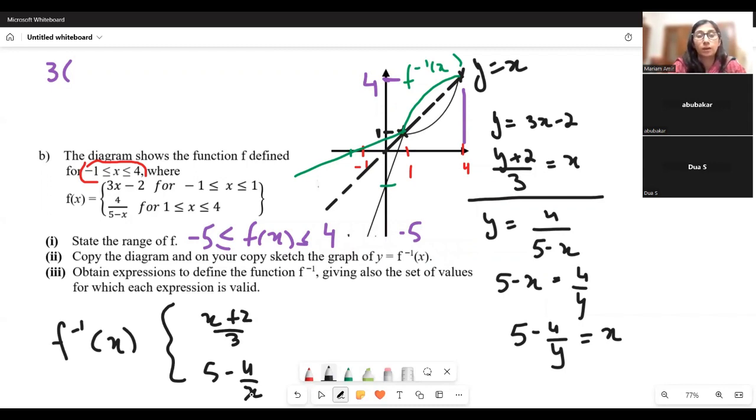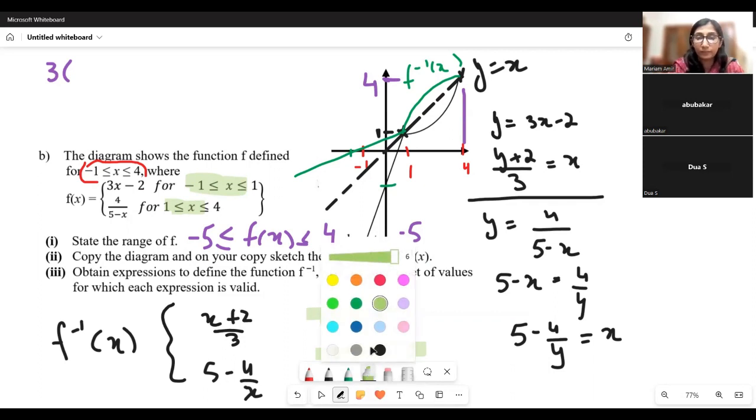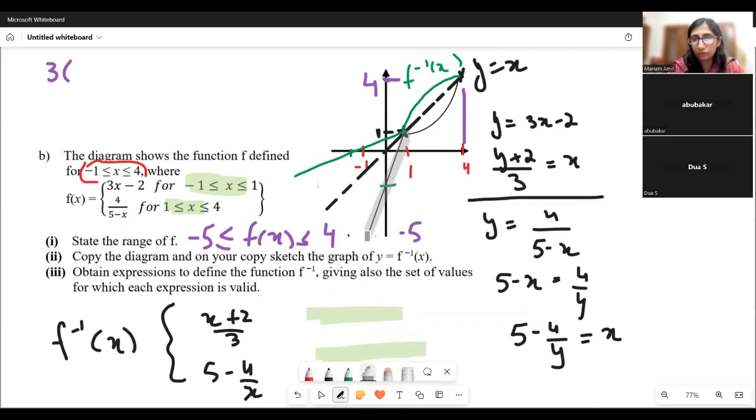Okay, fine. But now write the domain of this. So now we have also written the domain of f inverse of x. The domain of f inverse of x is equal to the range of f of x. So what is the range of f of x? For this part, for the linear line, what's the range? Starts from -5, goes till 1.